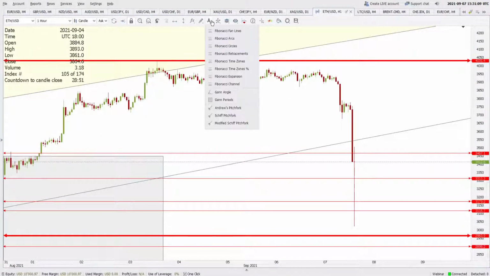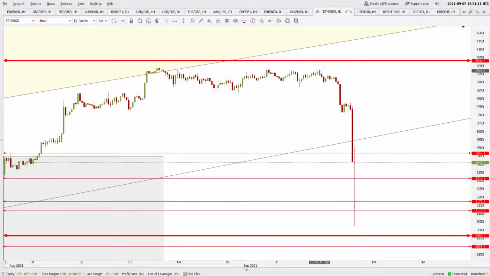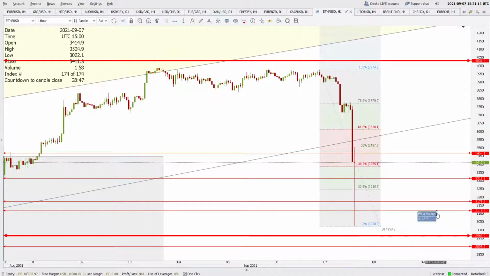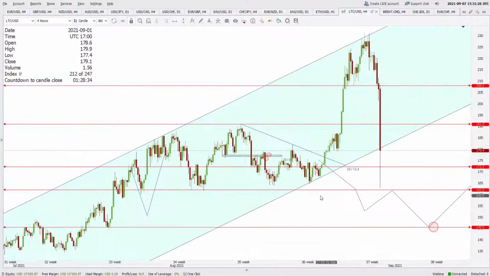If we drop a Fibonacci from here, we will see that the price is, I think 3467 is going to hold as a resistance. The price will not be able to, I think, go higher than this. But the time will only tell, and we are not going to open any position in this one.